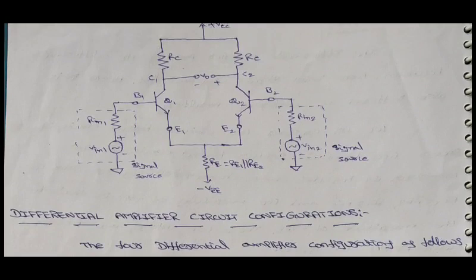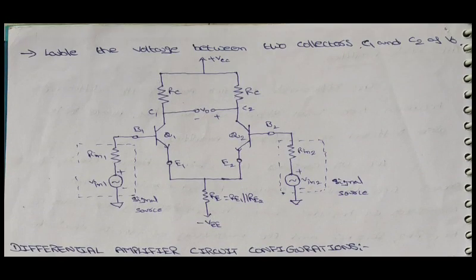Next, by reconnecting those two circuits into a single circuit, the circuit diagram will be like this. First, the same polarities: Q1 and Q2 are equal, and RE1 and RE2 will be equal to RE.